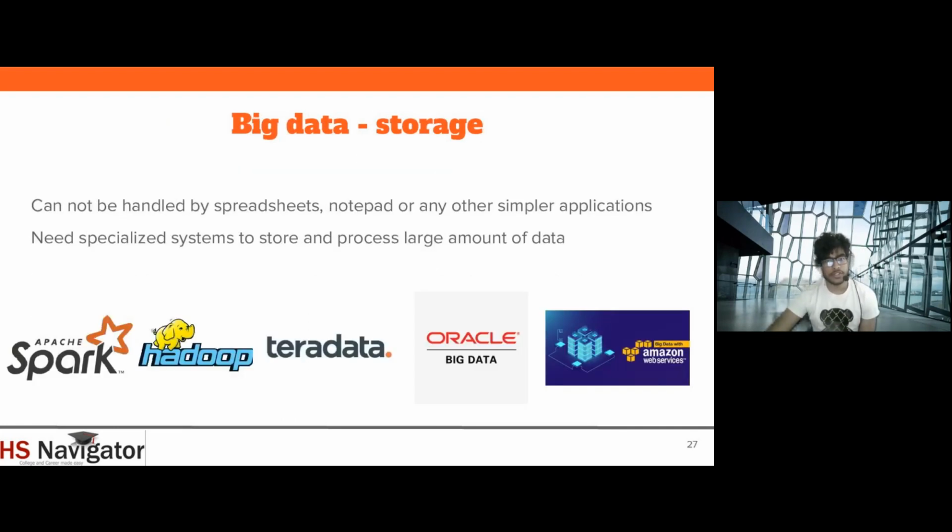Big data storage. Some data simply cannot be handled by spreadsheets, notepads, or any simpler applications because of the sheer amount of data needed to be processed. These types of data need specialized systems to store and process this large amount. Some examples of services that handle such large amounts of data are Amazon Web Services, Oracle Big Data, Teradata, Hadoop, and Apache Spark.